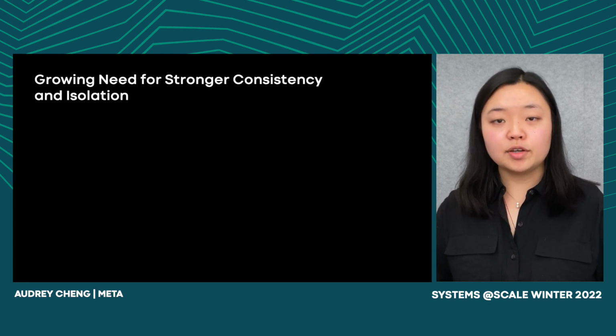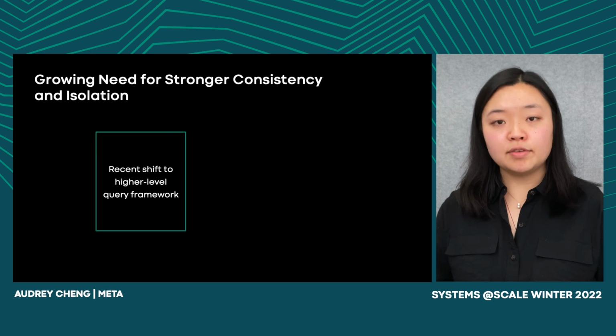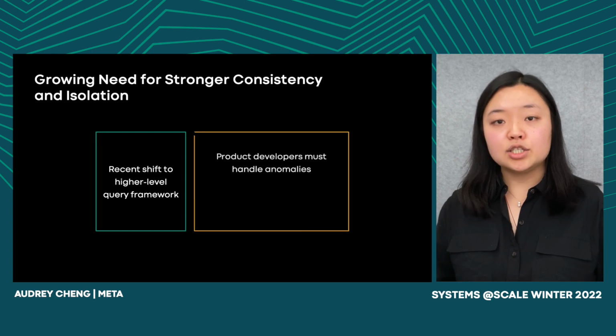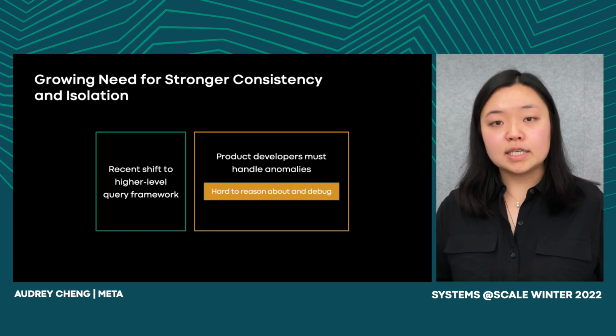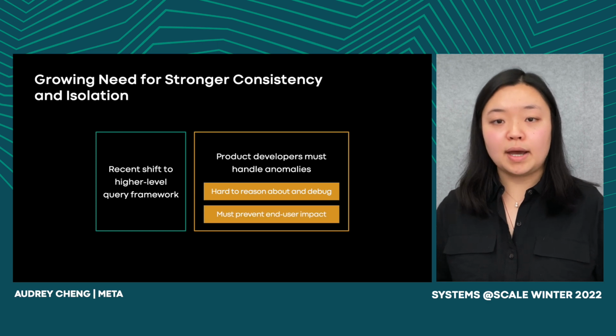As the system has matured over the last decade, there have been growing needs for stronger consistency and isolation guarantees. In particular, this has been motivated by product developers directly accessing the system or using a higher-level query framework called ENT that makes it easier to express complex operations on the social graph. These high-level operations can generate many sub-requests to TAO, and the lack of guarantees between these operations can lead to anomalies that product developers have to explicitly handle. However, these issues are often hard to reason about and debug, but they must be handled to prevent end-user impact.